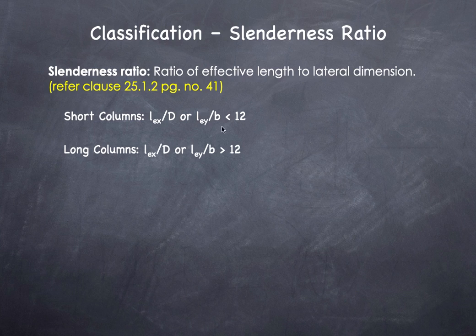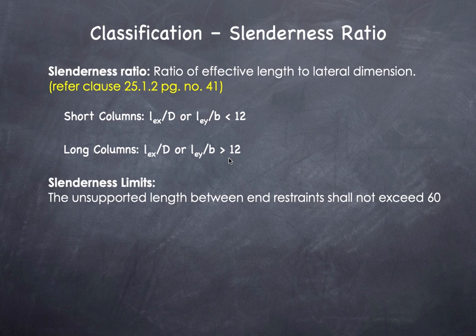But how do we define a short column? When its effective length to least lateral dimension is less than 12, it is a short column. And when its effective length to lateral dimension is greater than 12, it is called a long column. As I have just mentioned, a short column fails by crushing, a long column fails by buckling. So this is the classification of columns based on slenderness ratio.